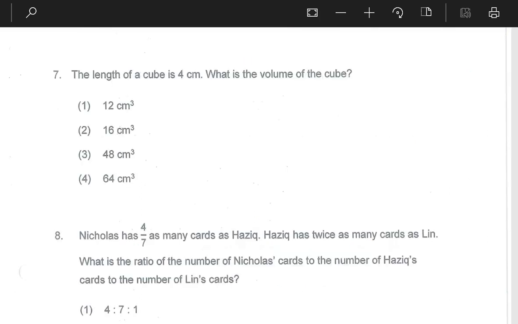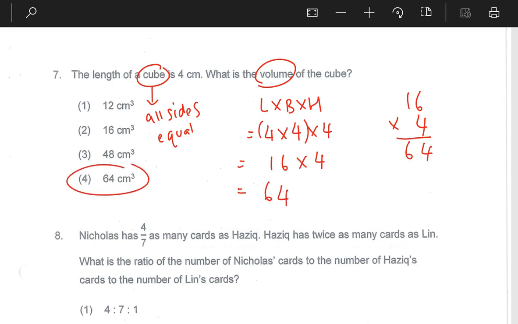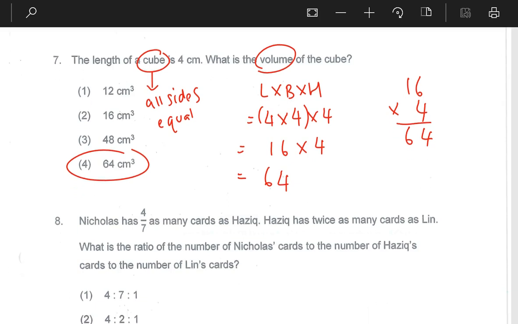At question 7 now, and you have got a cube. Now if you can recall, a cube means that all sides are equal. So whether the length, the breadth and the height, they are all equal. So what is the volume? Length times breadth times height. It will be 4 times 4 times 4. So 4 times 4 will give you 16. 16 times by a 4. And if you do your workings out, you get 64 as the answer. So question 7 answer is 4.